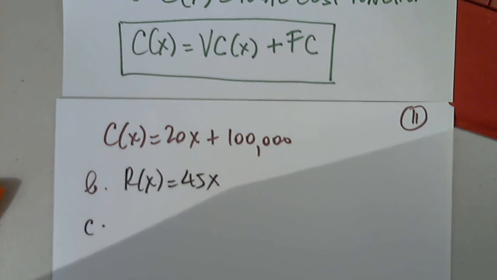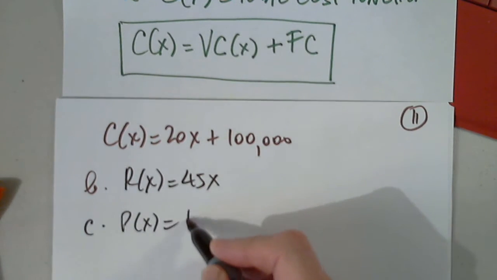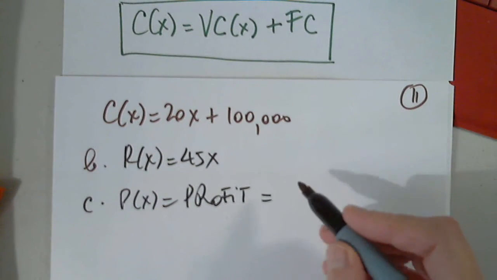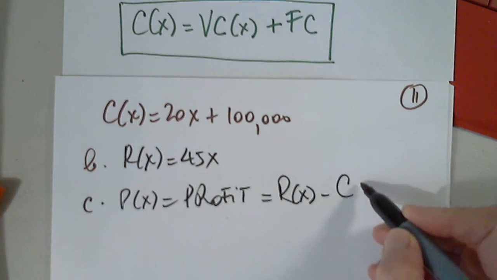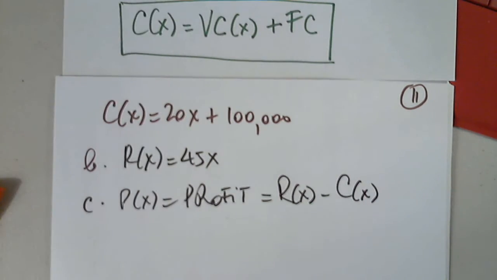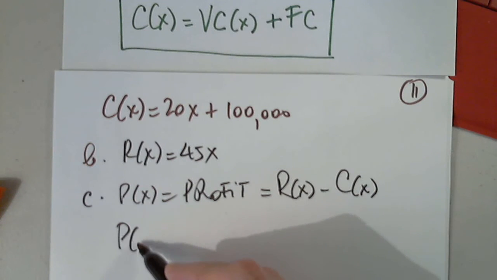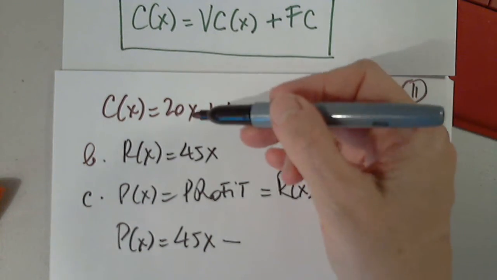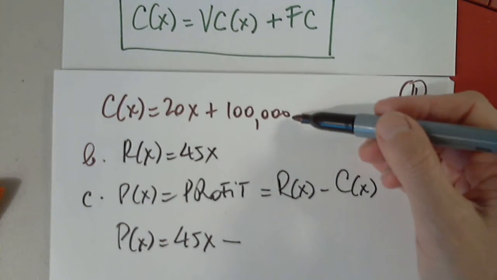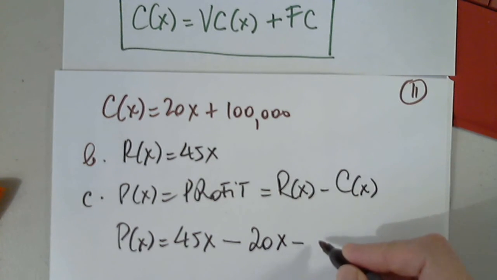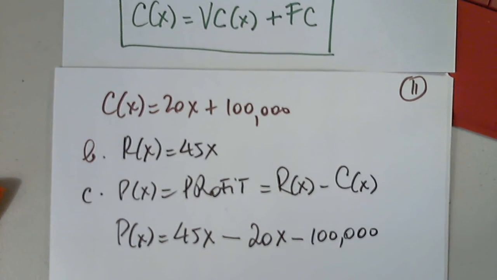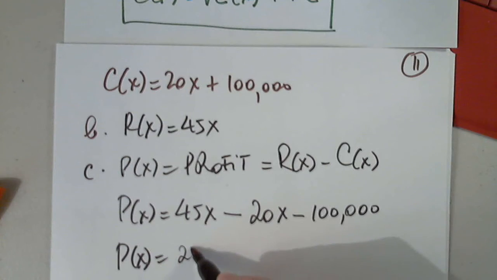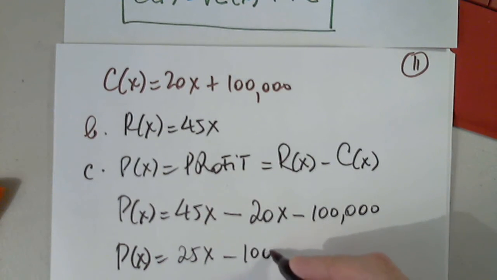Part C. Using the same axis, find and graph P of X. So P of X is the profit for manufacturing X and selling them. And the profit is always the revenue of X minus the total costs. So they're asking us to find the profit. So P of X, I copy the revenue, which is 45X, and I subtract, distributing, because I have to subtract the variable and I have to subtract the fixed. Minus 20X and minus 100,000. Combining like terms, we get 45 minus 20, which is 25X, minus 100,000.